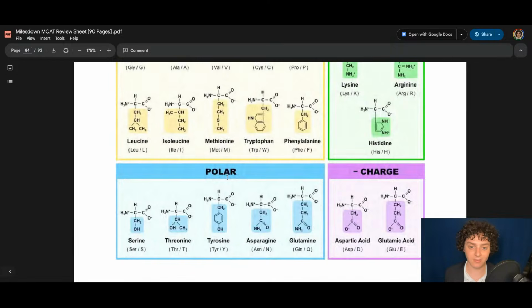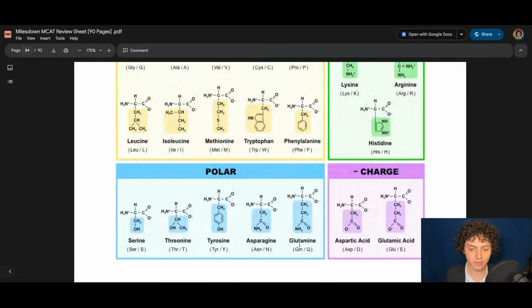So let me do the abbreviations. Serine has the three-letter abbreviation SER and the one-letter abbreviation S. Threonine has the three-letter abbreviation THR and the one-letter abbreviation T. Tyrosine has the three-letter abbreviation TYR and the one-letter abbreviation Y. Asparagine, that shorter amide one, has the three-letter abbreviation ASN and the one-letter abbreviation N. Glutamine has the three-letter GLN and the one-letter Q.